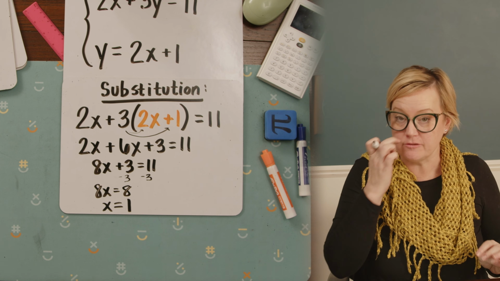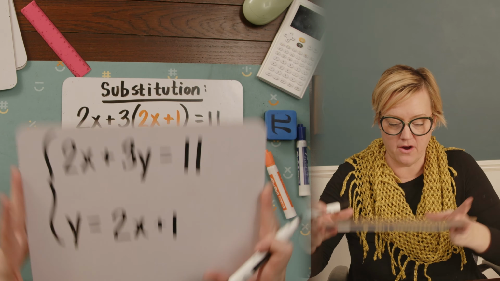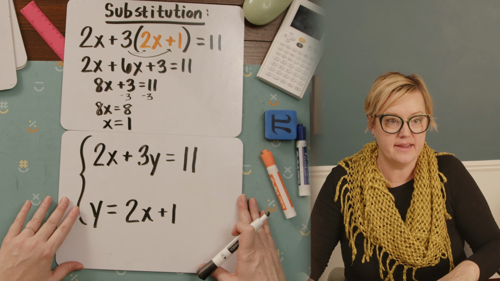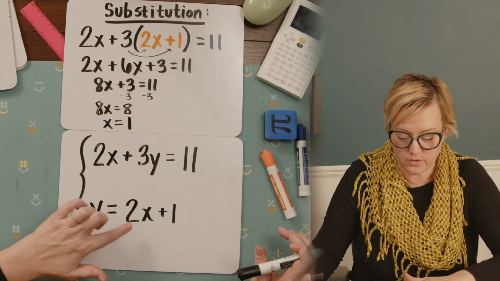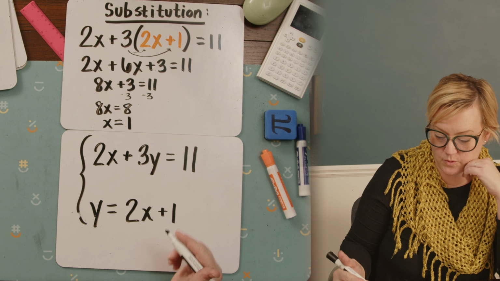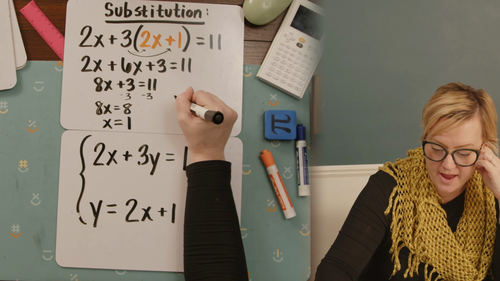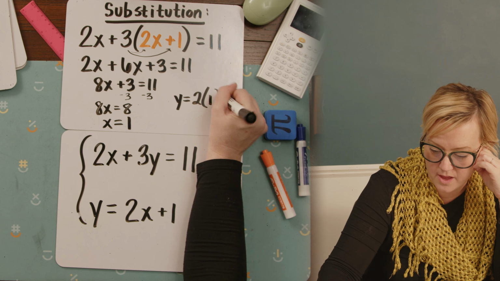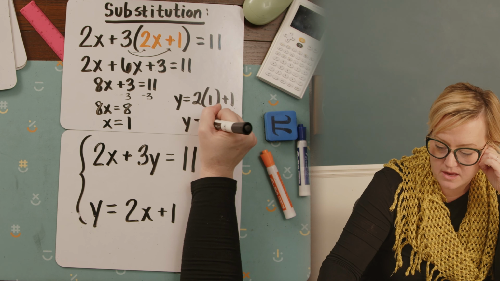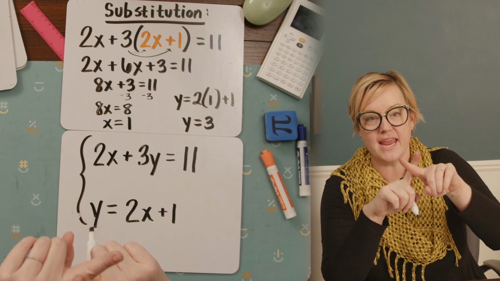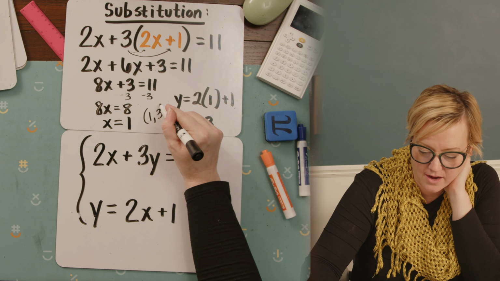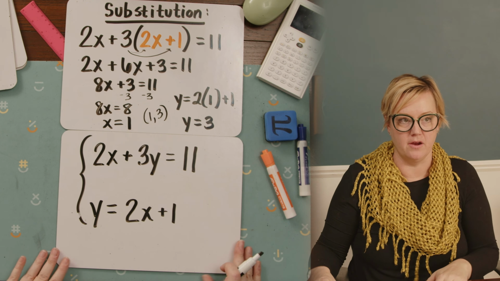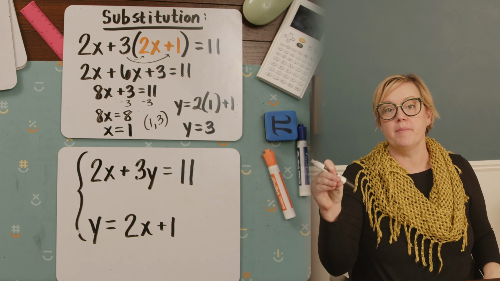So now I have my x value. So I can look back up here at my original equation and say, okay, x equals 1 and y equals 2x plus 1. So I'm going to substitute this one in now, because I know that y equals 2 times 1 plus 1. So y equals 3. So the point where they're going to intersect is at (1, 3). So that's solving it by substitution.